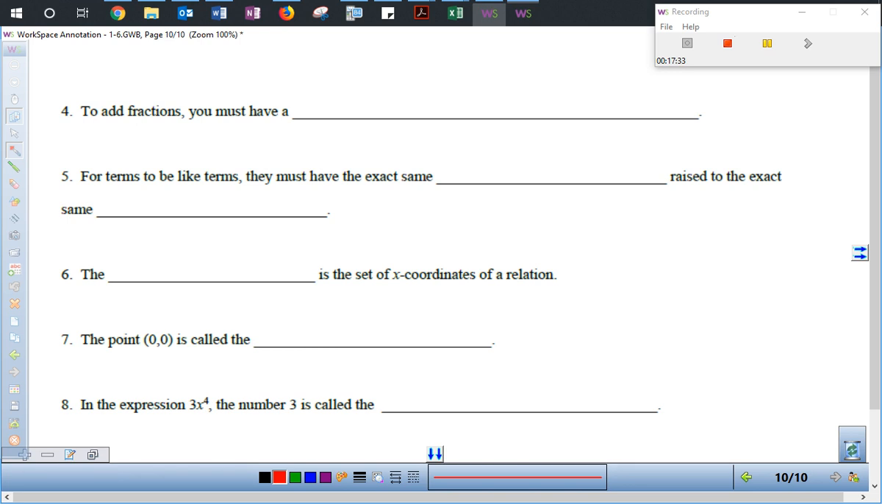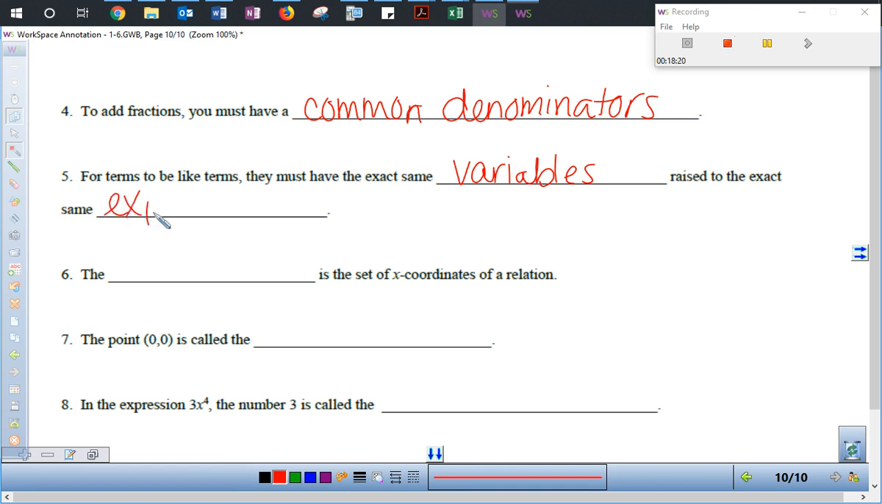All right, number 4, hopefully you said to add fractions, you must have a common denominator. Common denominators are very important to add fractions. For number 5, for terms to be like terms, they must have the exact same variable raised to the exact same exponent. So for terms to be like terms, they must have the exact same variables raised to the exact same exponent.